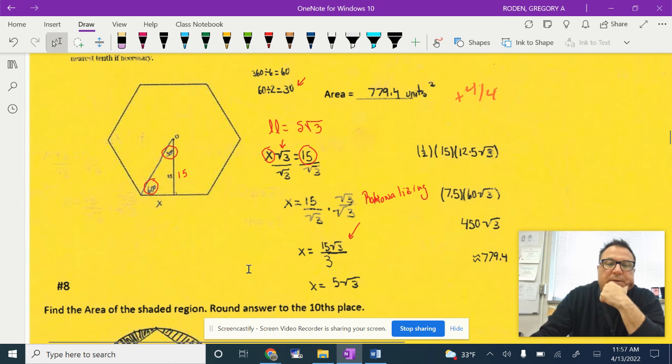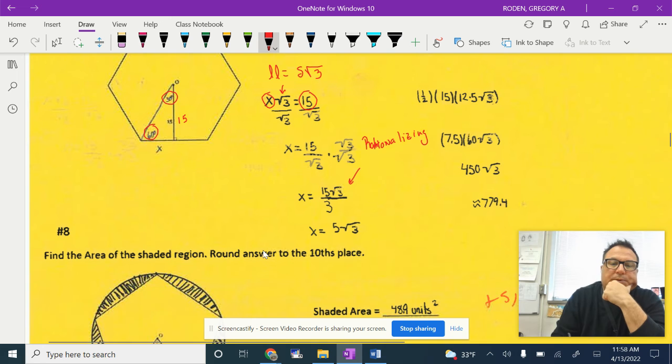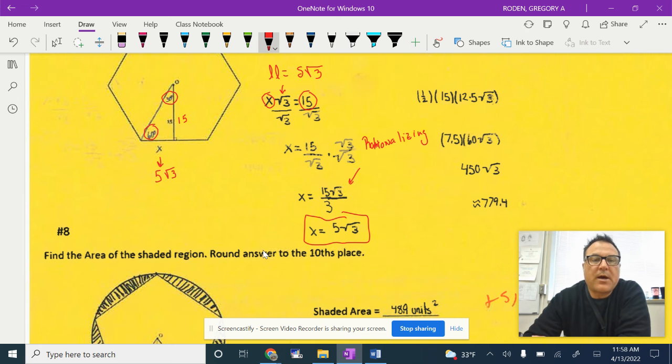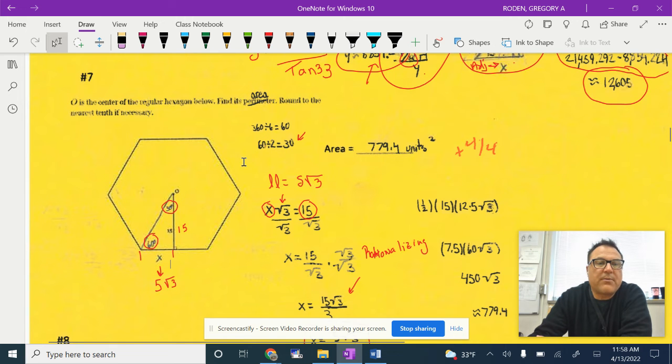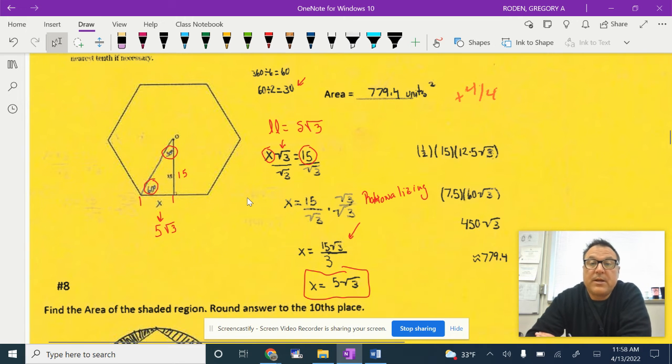Okay, and then we get x equals 15 roots of 3 over 3, which reduces down to 5 root 3. So this little piece on x right here is 5 square roots of 3. Now, the next thing we need to do is the perimeter. Since this is a hexagon, there's going to be 12 of these, right? To find the perimeter, you've got to multiply this by 12.